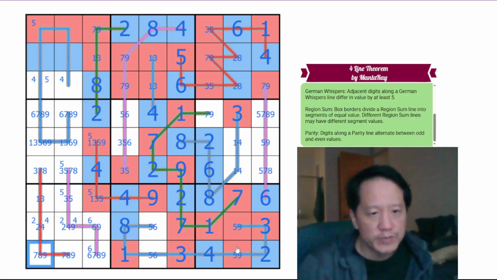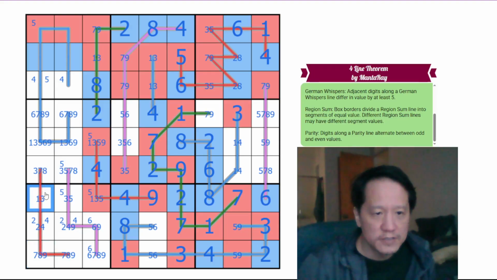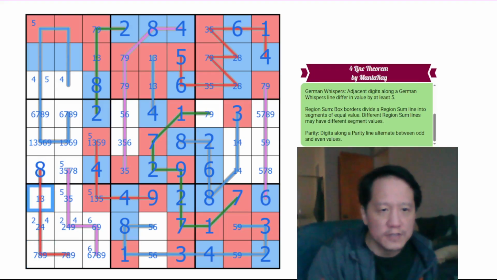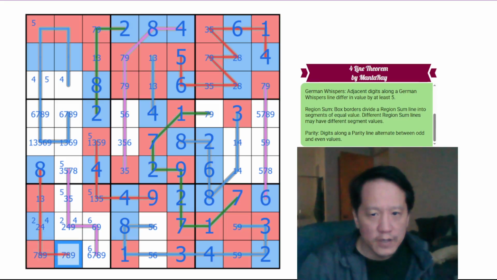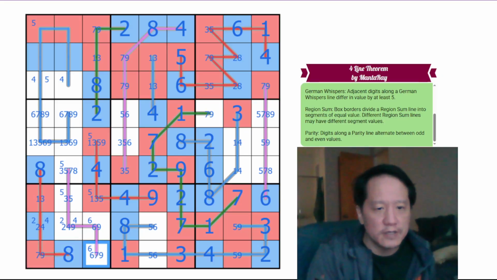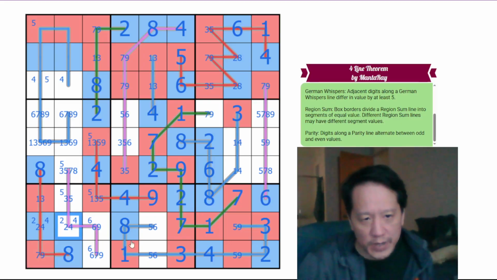This is even, which makes this odd. This is odd, which makes this even, so this is 8 and is even. So we have odd, even, odd, and even. That makes this an 8 here. This can't be 8. No 8 here. It's a 6, 7, 9 triplet, which eliminates 6, 7, 9 in the rest of the box.